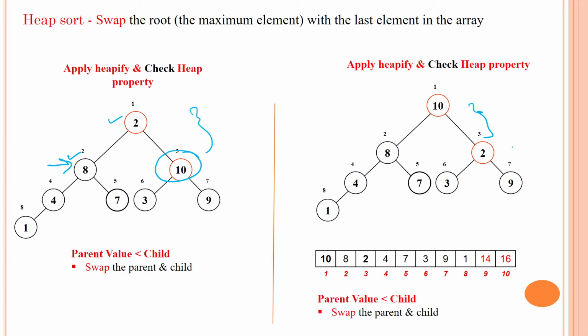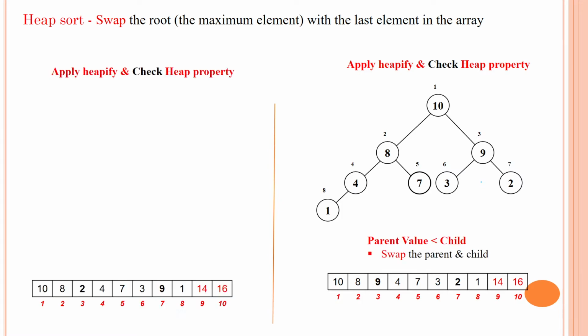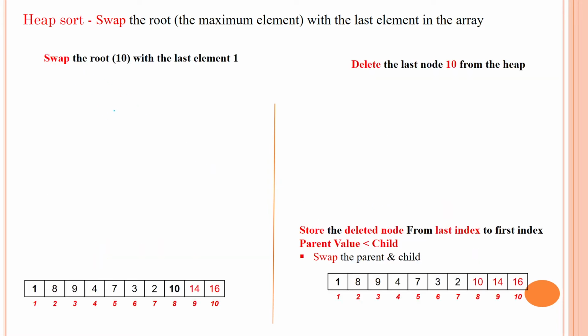So after swapping, still it is not satisfying the heap property, so 9 and 2 are swapped. After that, 9 becomes the parent and 2 becomes the child. So now the heap property is satisfied. Then we have to swap the root index value and 2. So we are swapping that.